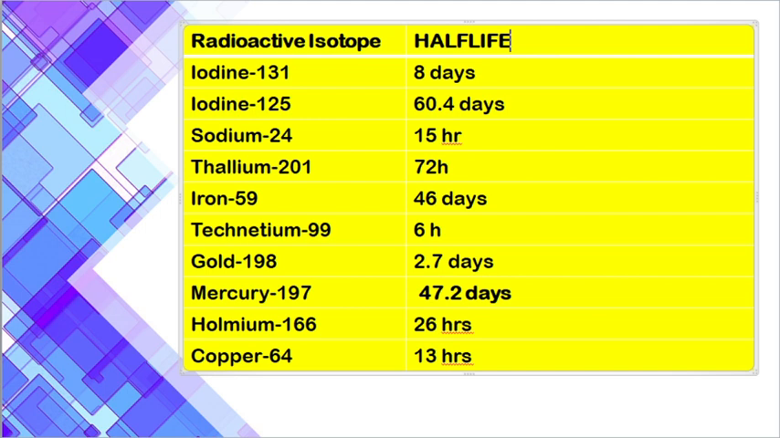The half-life of mercury 197 is 47.2 days, and the half-life of holmium 166 is 26 hours, and the half-life of copper 64 is 13 hours. So these are the half-lives of various isotopes used in biological research.